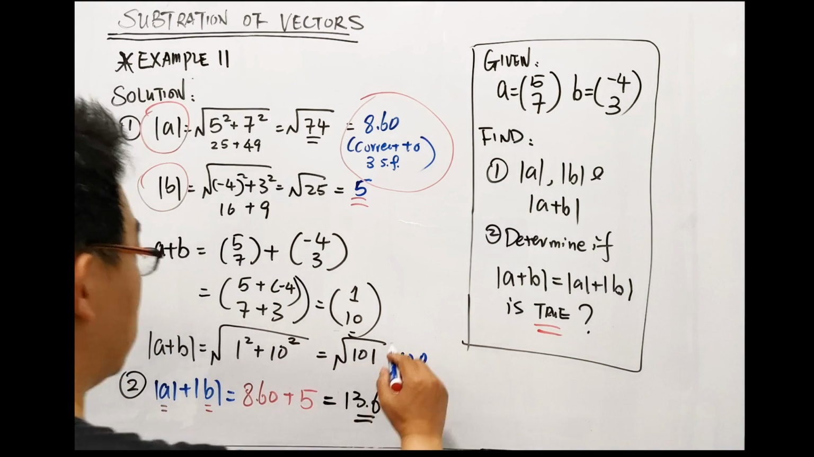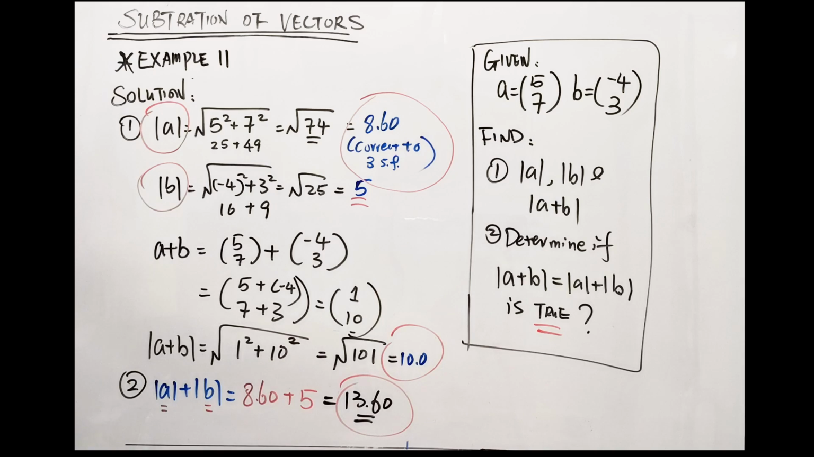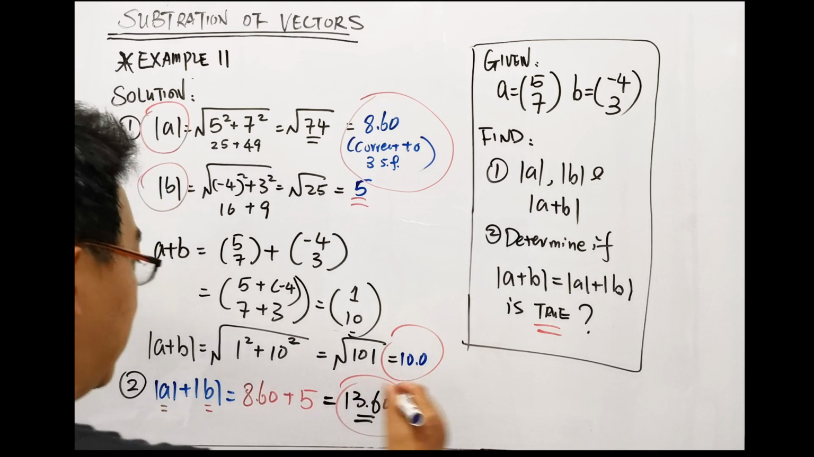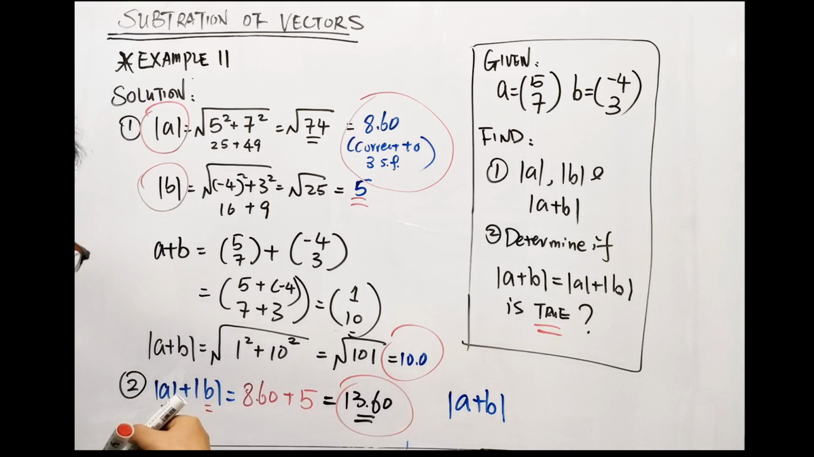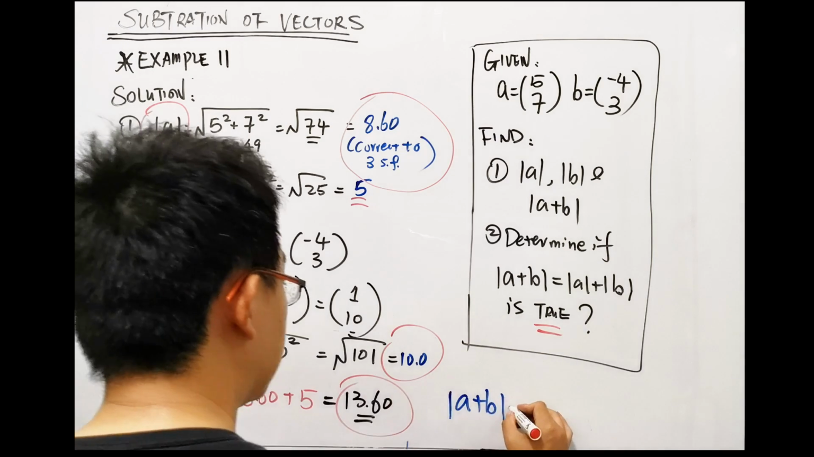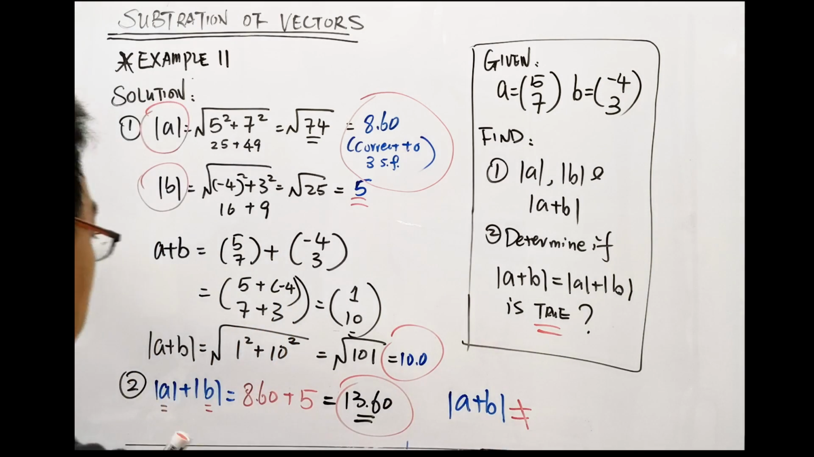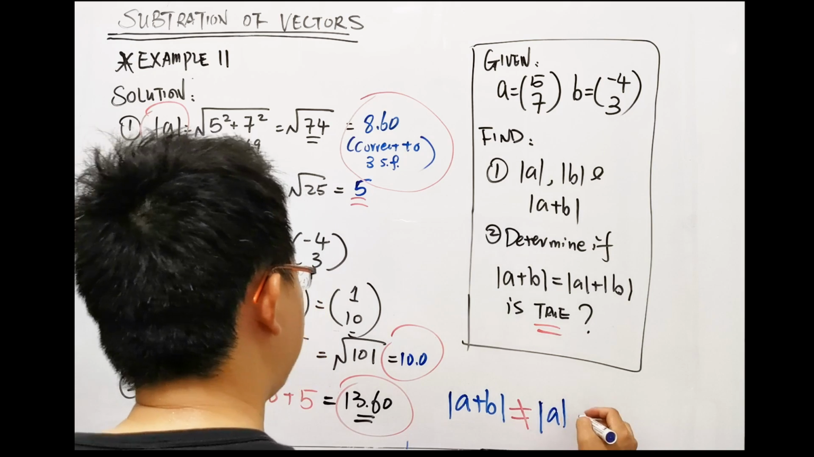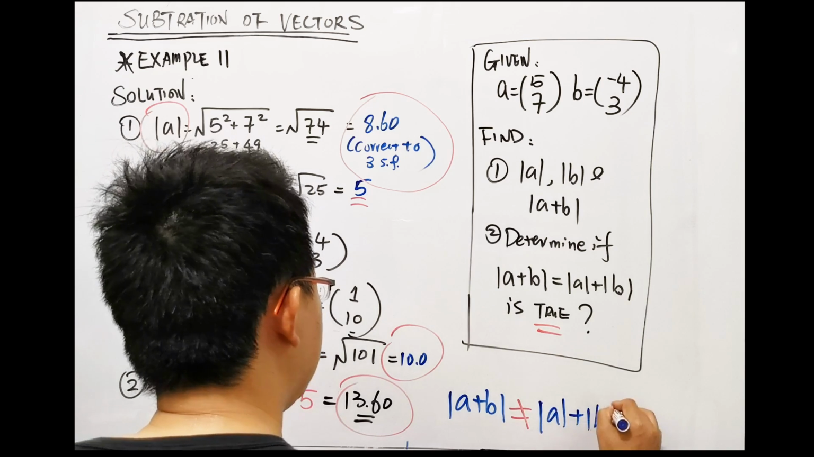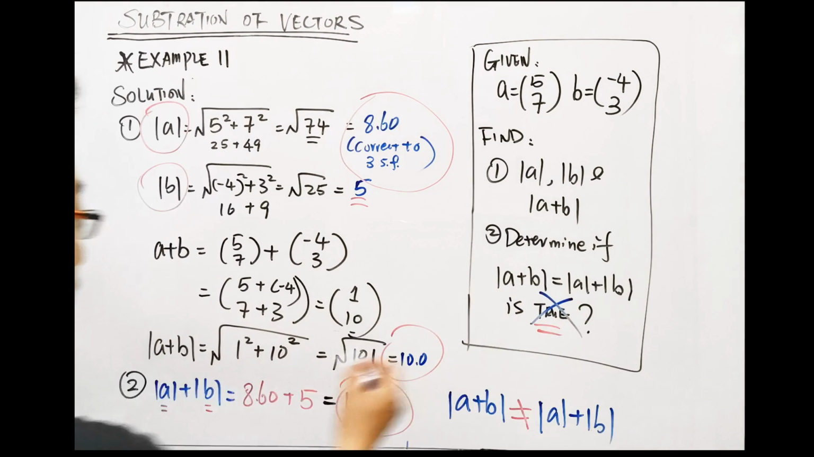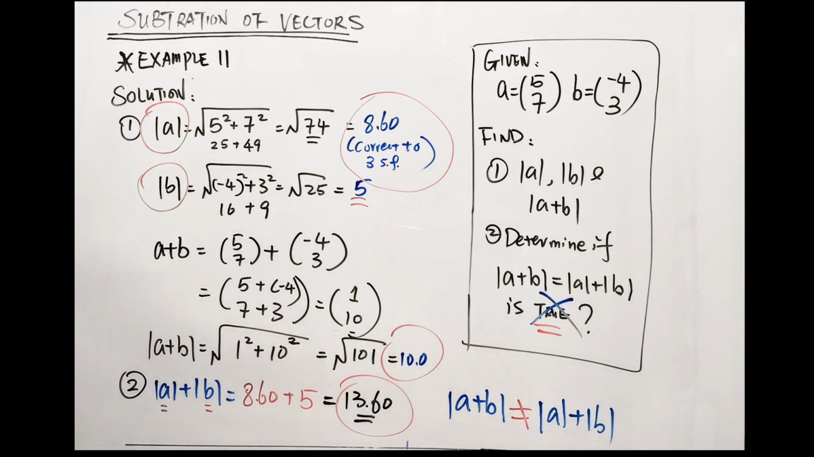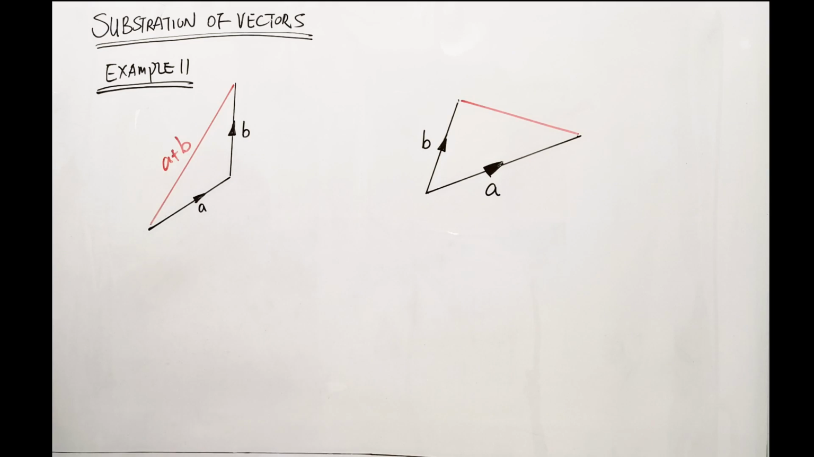Look at these two values. Right? They are not equal. So from here we can see the magnitude of A plus B is not equal to the magnitude of A plus the magnitude of B. Right? Okay? So this is not true. Okay, now from example 11, we can come up with the remarks.